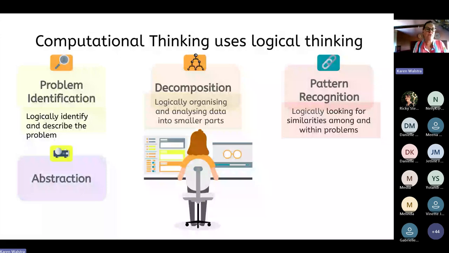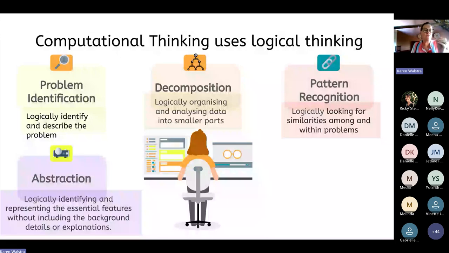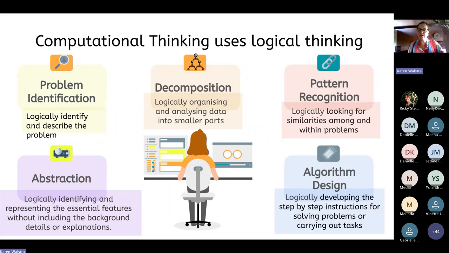From an abstraction point of view, they need to logically identify and represent the essential features without including background details. So being able to logically pull out what's really, really important and essential to be able to improve a product or solve the problem of a product. And then from an algorithm design point of view, they need to logically develop their step-by-step instructions for solving problems or carrying out tasks. So many of you know what computational thinking is, and perhaps you hadn't thought about it in terms of logical thinking, but you can see how logical thinking fits so beautifully into the tasks and the activities you do from a computational thinking point of view.